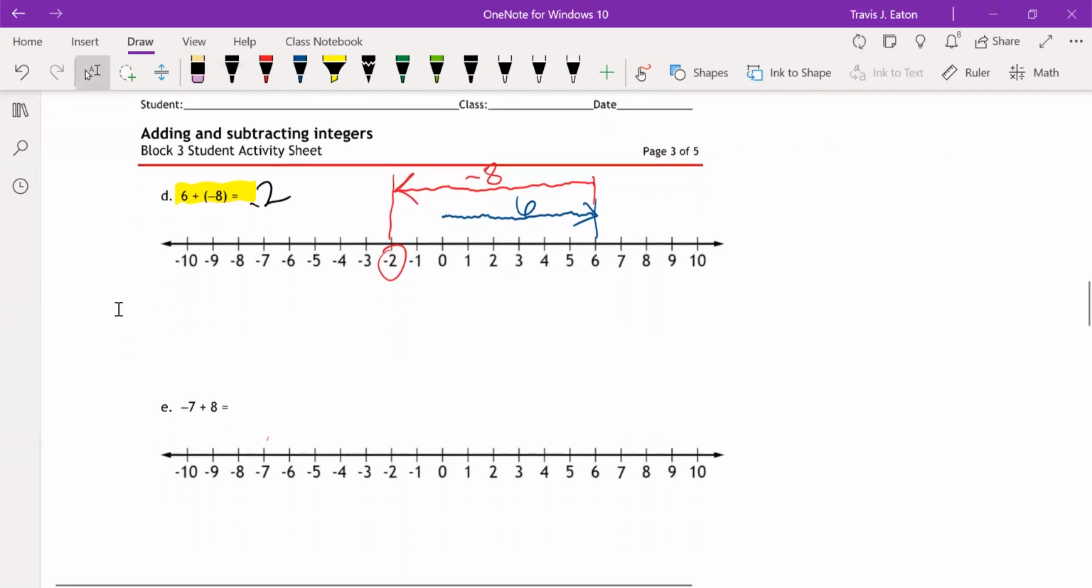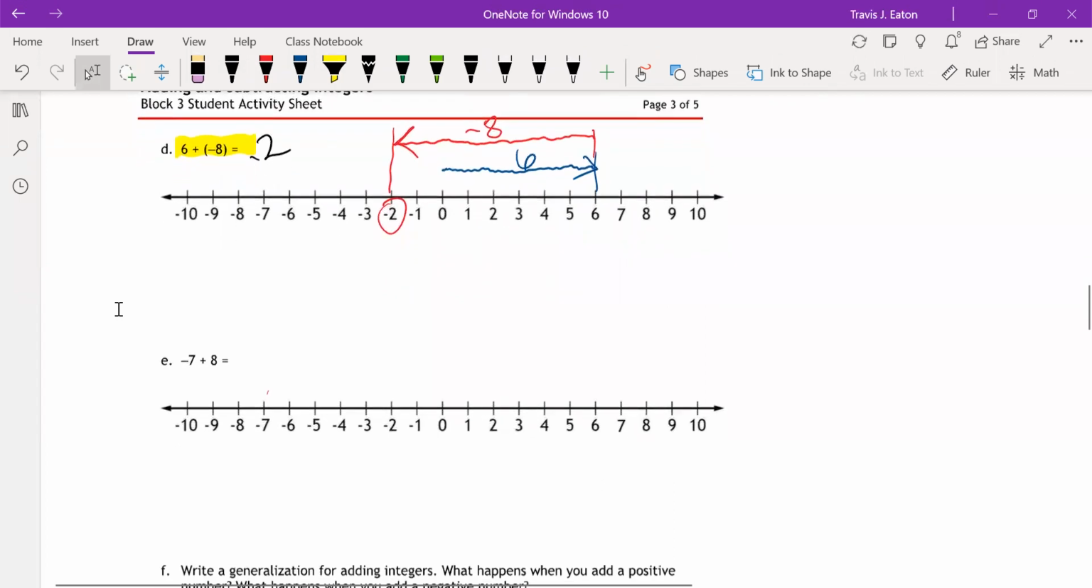All right, so let's move on to letter E. We'll use the straight line, or as, like I said, as straight as I can make it. So we're going to add -7 plus 8. So I start at my 0. I'm going to move down to -7.